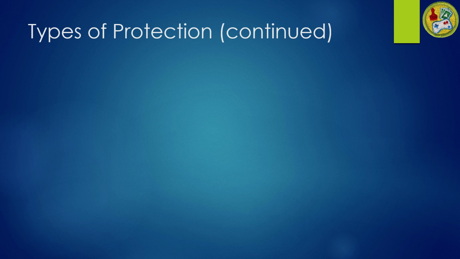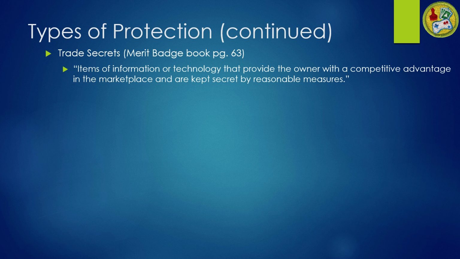Okay, next we have trade secrets. This is found in the Merit Badge book on page 63. These are items of information or technology that provide the owner with a competitive advantage in the marketplace and are kept secret by reasonable measures. Remember our example from the types of intellectual property? The Coca-Cola formula is considered a trade secret.